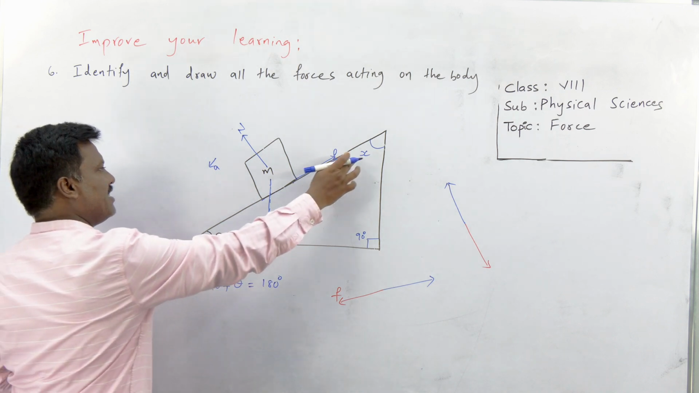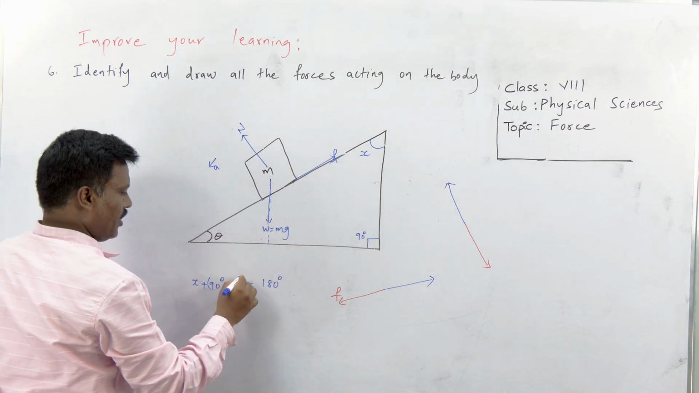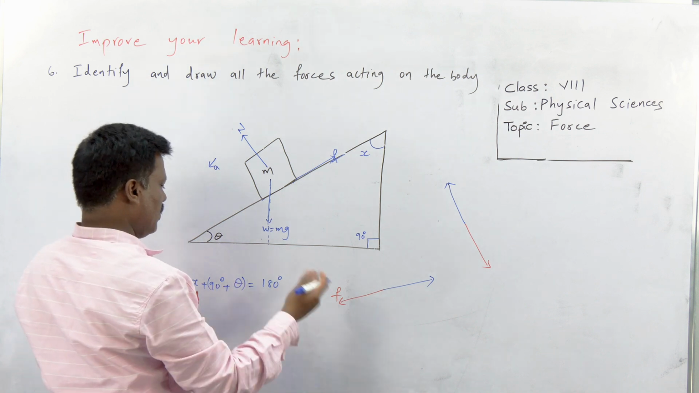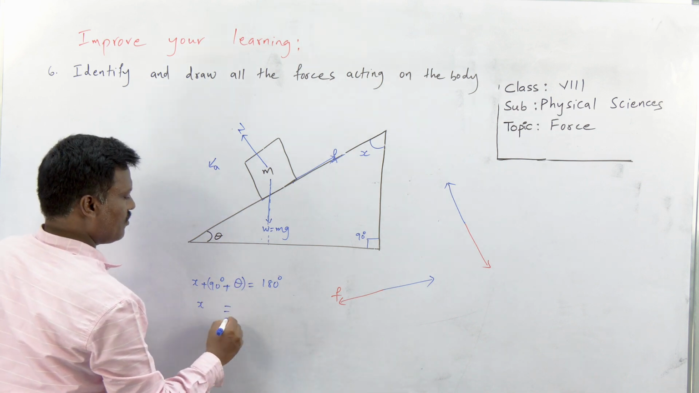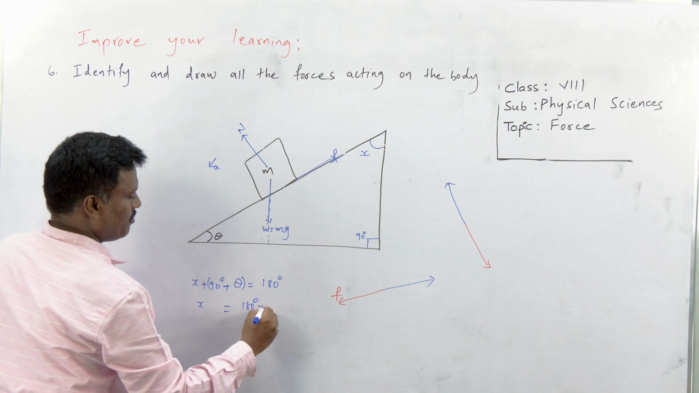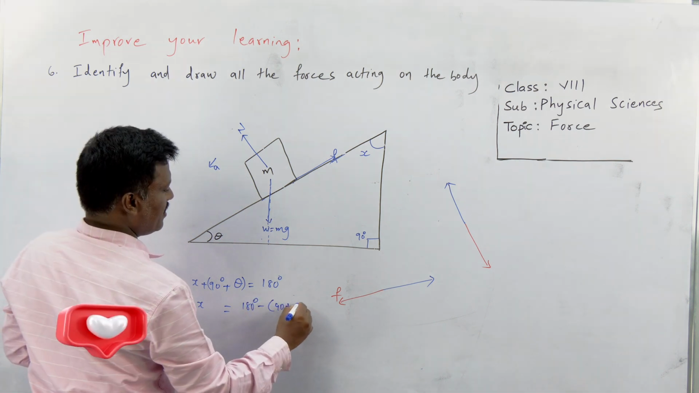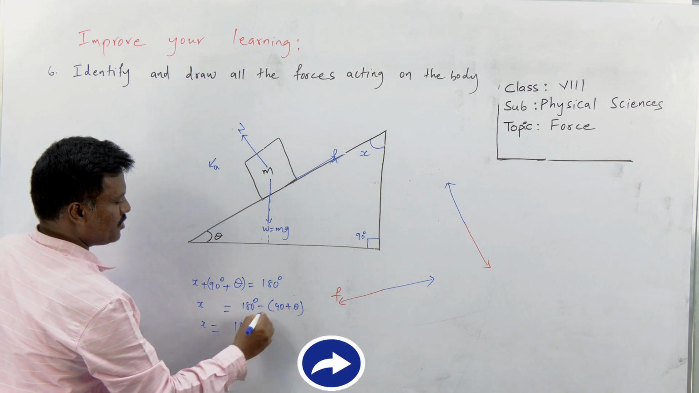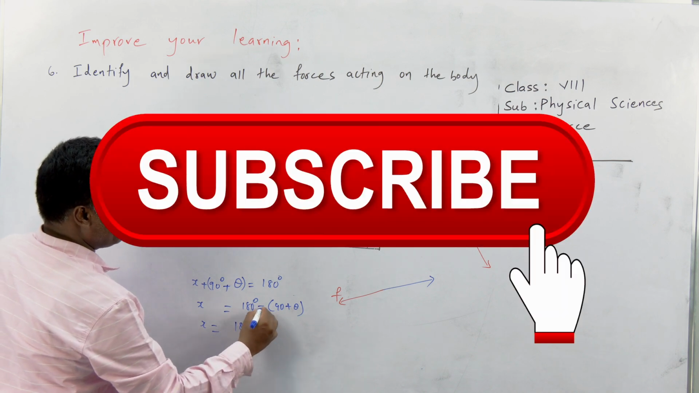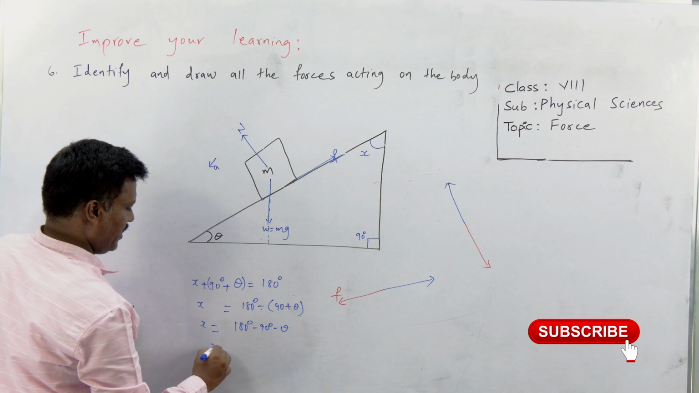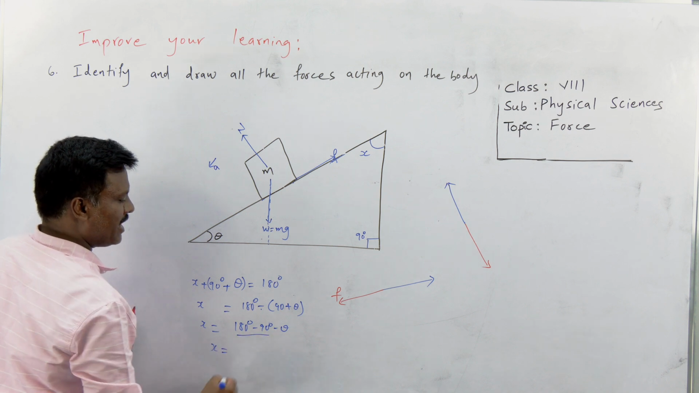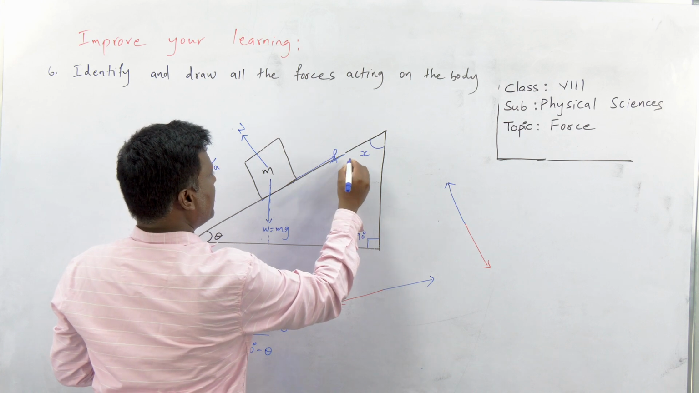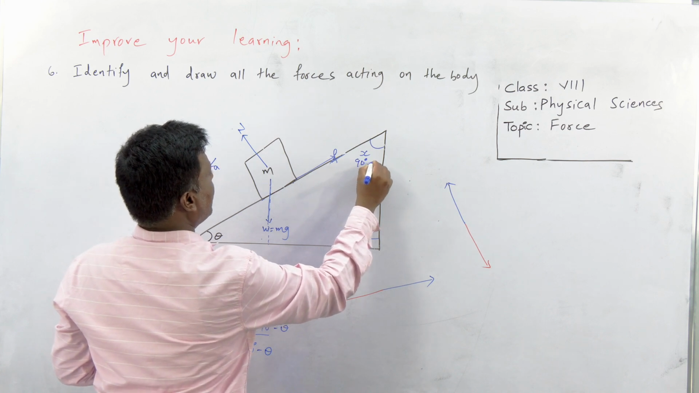Now we have to calculate this x. Bring this 90 plus theta from the LHS to the RHS. So x is equal to 180 degrees minus (90 plus theta). Then x is equal to 180 degrees minus 90 minus theta. So this angle will be 90 degrees minus theta.